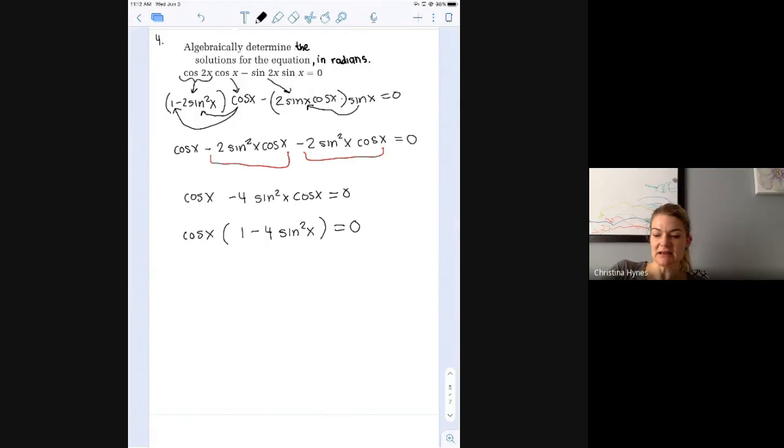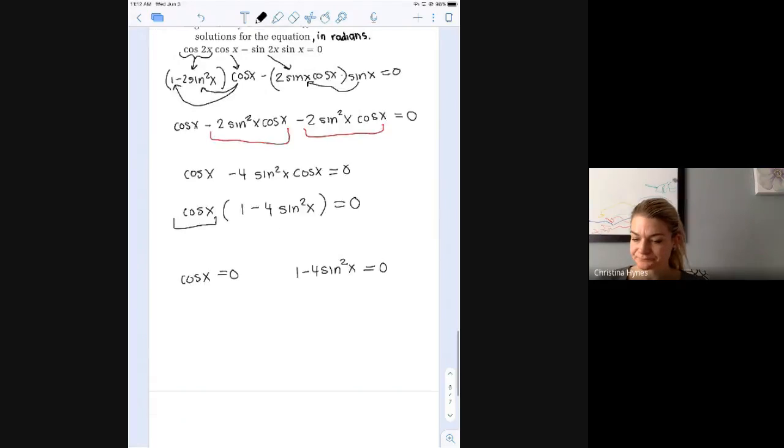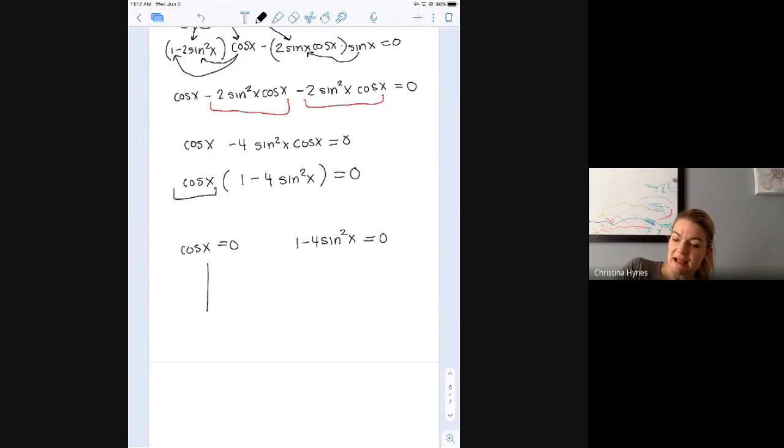So as you can see, this factor could equal 0, and that could be easily solved. And then we have to look at where 1 minus 4 sine squared x could equal 0. So those are our two factors that we need to solve for algebraically. So for the first one, I like to look at those quadrantal angles, of course.